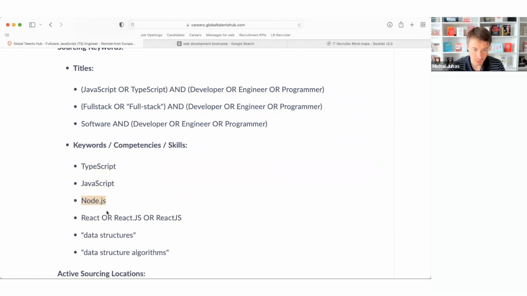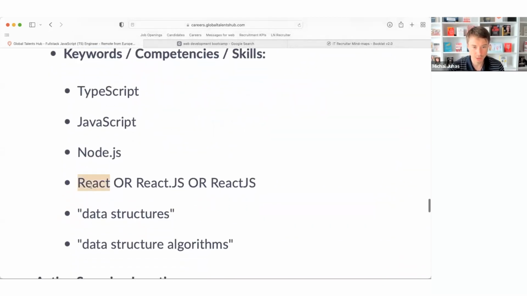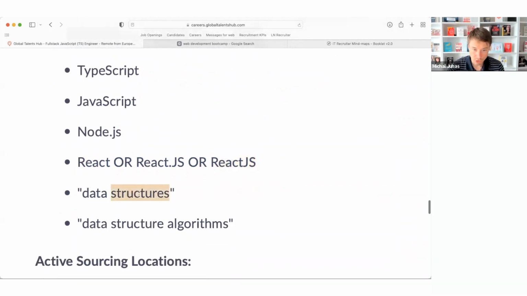Node.js, yeah, you can use it to start with, but it's not a must-have requirement. You can use it in your keyword search, but not a must. Same with React. You can combine different variations, React or React.js. Data structures and data structure algorithms would also be my preferred keywords. So that's what we will try today.